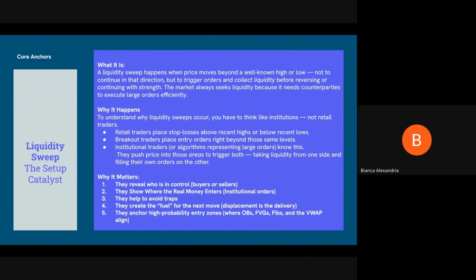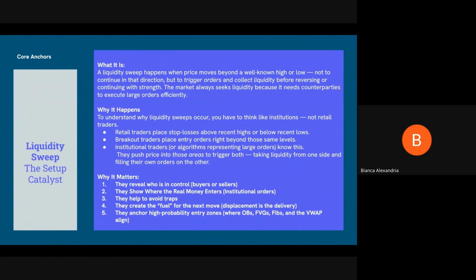Liquidity sweep. This one, for so many years, I did not understand this and had lost so much money because I just did not understand what was happening. Why would price come and take out my stop and go in the opposite direction? But this is going to save us a lot of money. So a liquidity sweep happens when price moves beyond a well-known high or low, not to continue in that direction, but to trigger orders and to collect liquidity before reversing or continuing with strength.